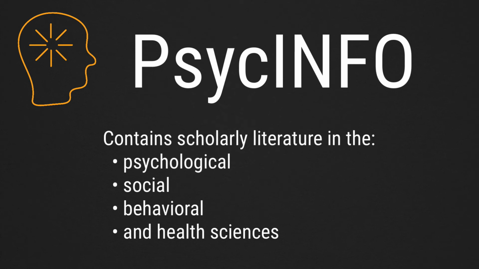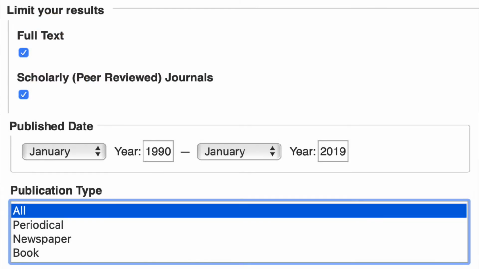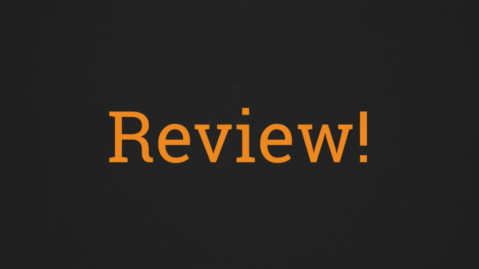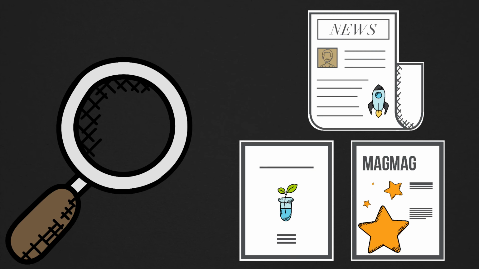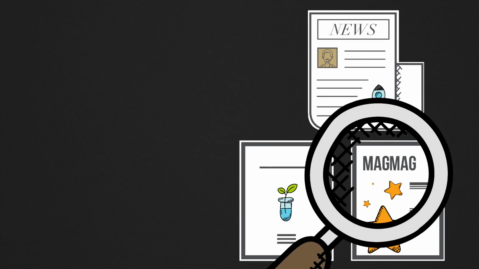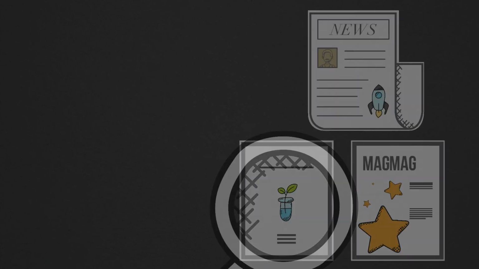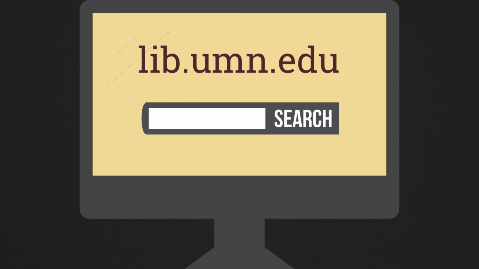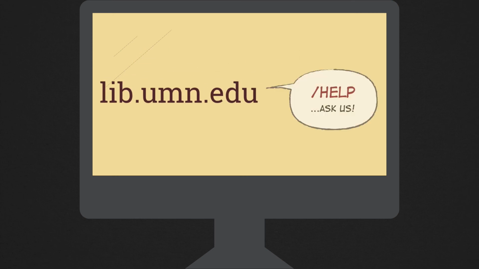An example of a specialized database might be PsycInfo. PsycInfo is used for finding sources relating to psychology. For all of these databases, you can use limits like narrowing by date or source type to further strengthen your search strategy. So what's next? Use your new search strategy skills to find great articles and other sources. Select the appropriate databases to search for articles on your topic. And, of course, if you have any questions, ask a librarian.